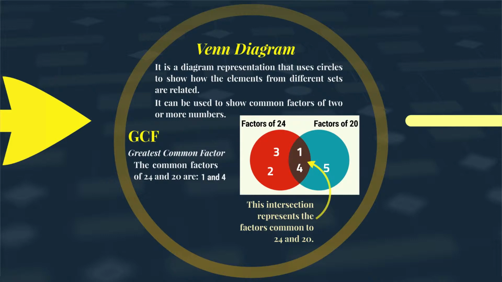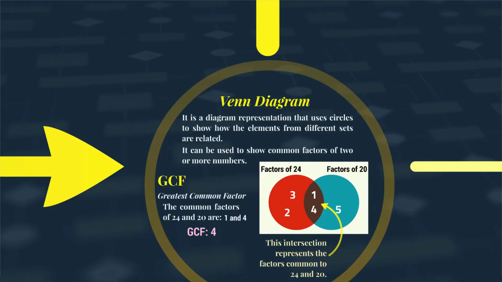All we need to do now is pick whichever is greatest among the common factors. 4 is obviously greater than 1. Then the GCF is 4. The Venn diagram is one way of finding the GCF. Let's talk about another way of finding it.